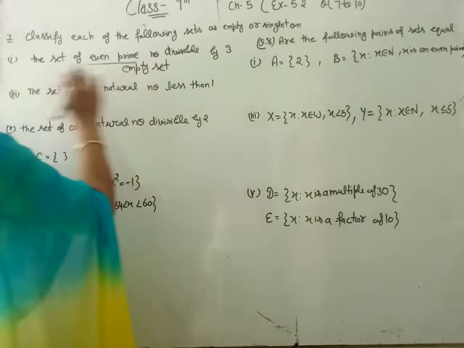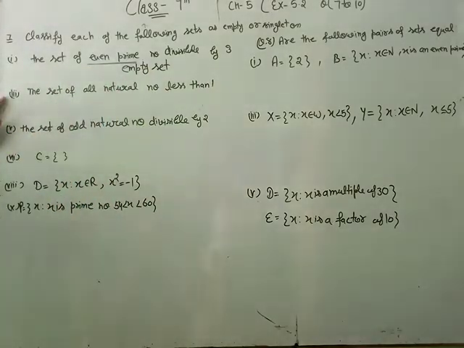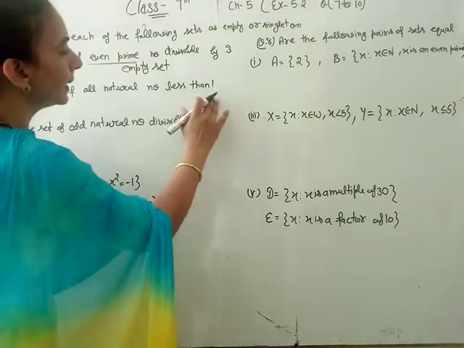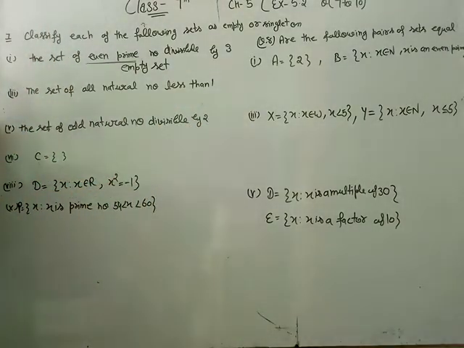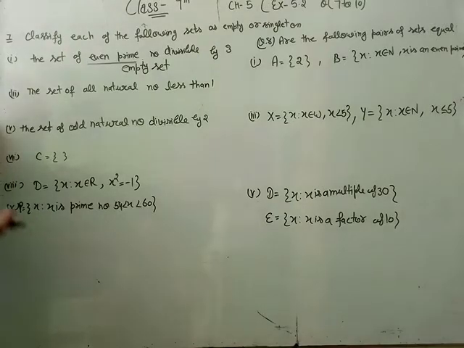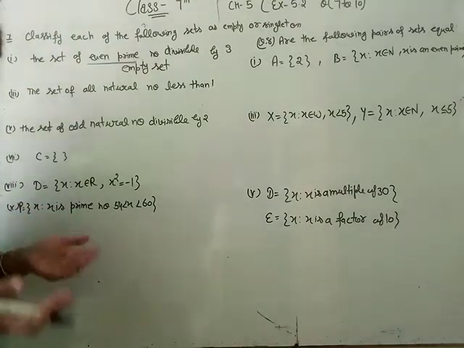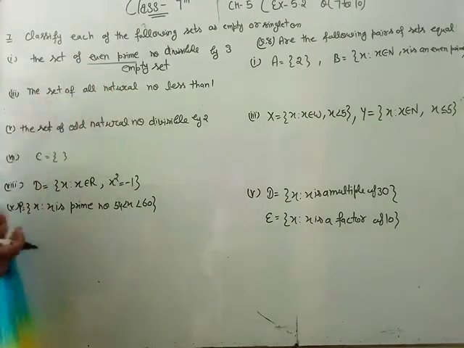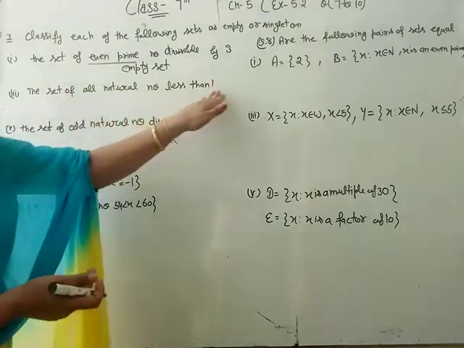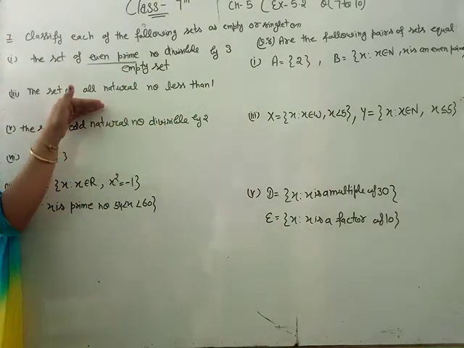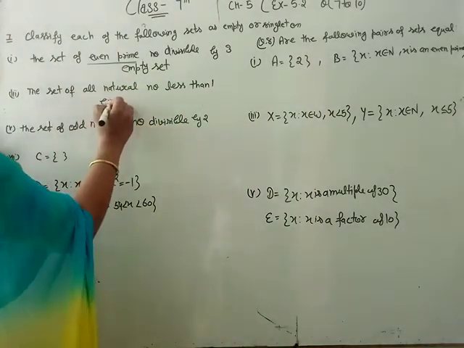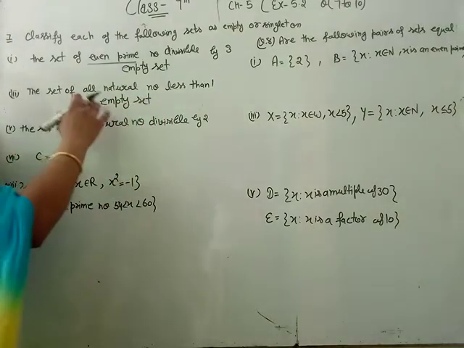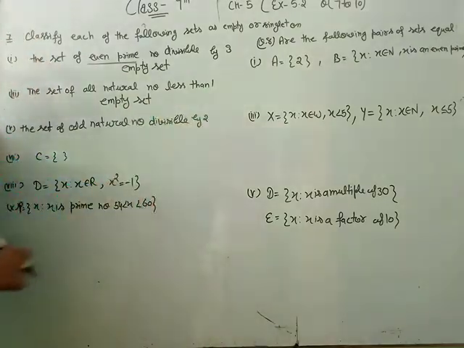Next, part number 3: the set of all natural numbers less than 1. We know that natural numbers start from 1, 2, 3, 4, and there is no natural number less than 1. So this set is also an empty set, because there is no element in this set.